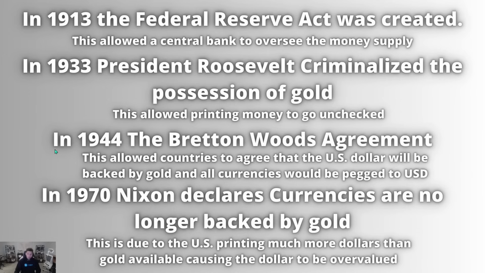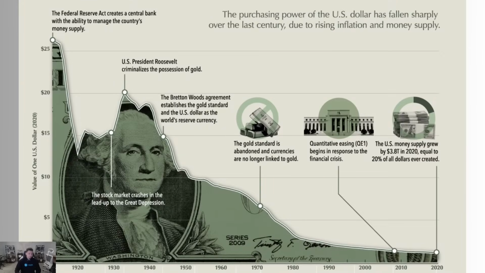In 1970, Nixon declares currencies are no longer backed by gold. This is due to the US printing much more dollars than gold available, causing the dollar to be overvalued. And because of all of these events, what do we get with the US dollar? This is what we get. We get a US dollar that continuously loses its purchasing power year after year. I explained each of the key events that are listed out right here on this chart, and you could see that every time these events came to pass, the dollar continued to lose its purchasing power.